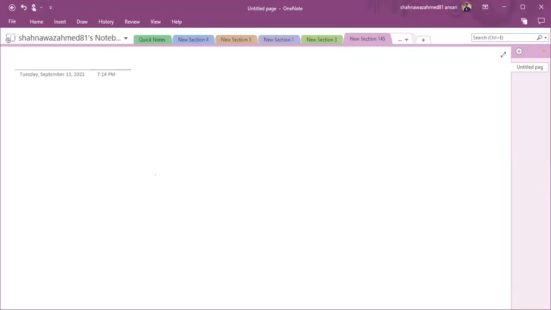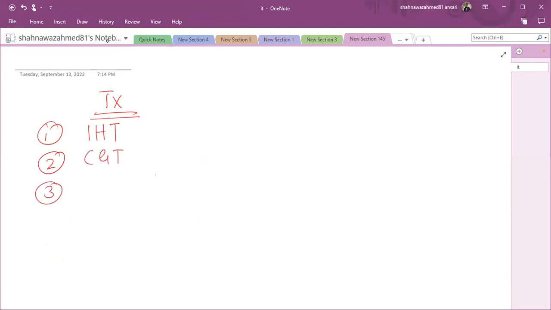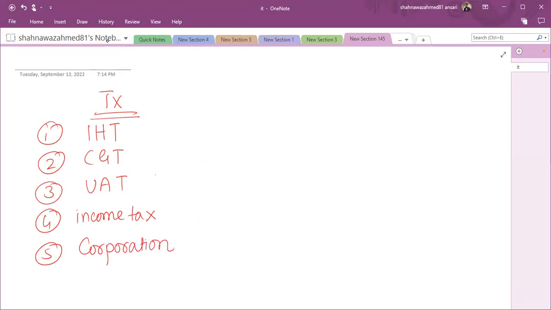Now, the previous syllabus, that was taxation, had five topics. First one, IHT, inheritance tax. Second one was CGT, capital gains tax, then value added tax. Fourth one was a big one, that is income tax. And fifth one was corporation tax. In advanced taxation, all these are part of this ATX syllabus.